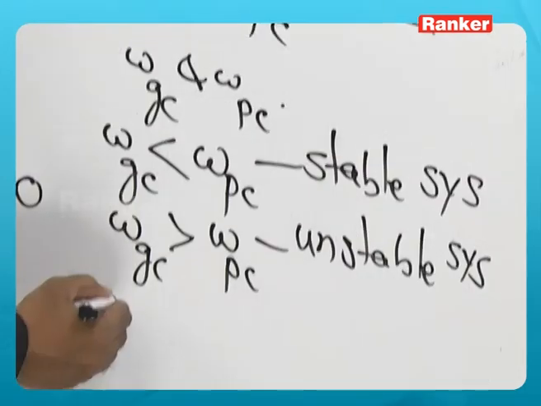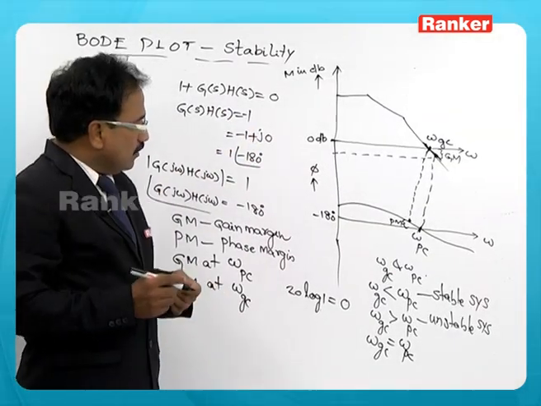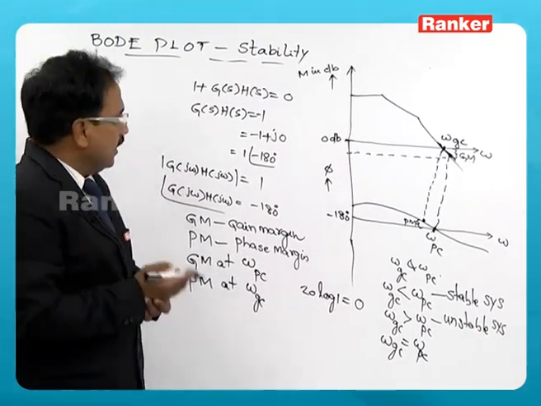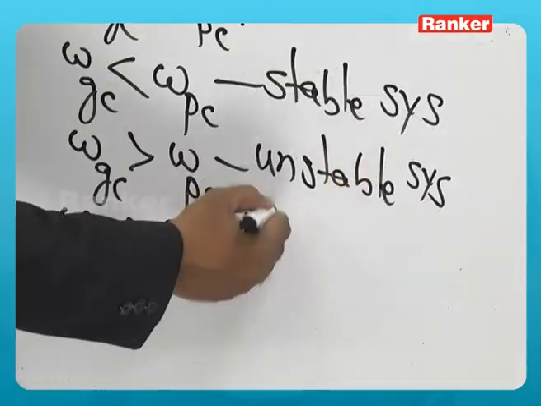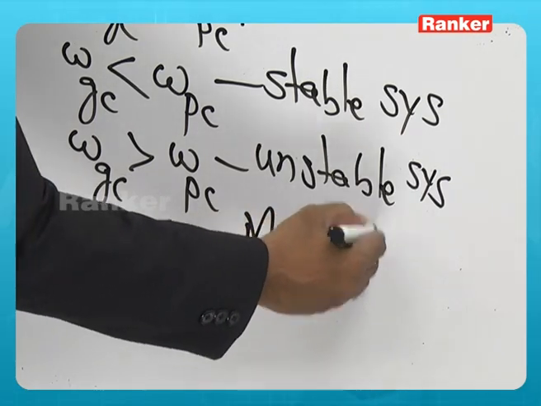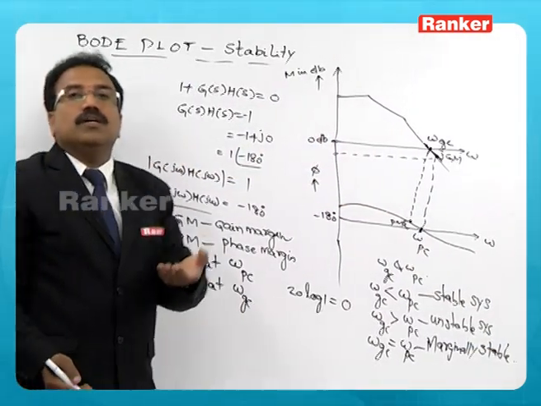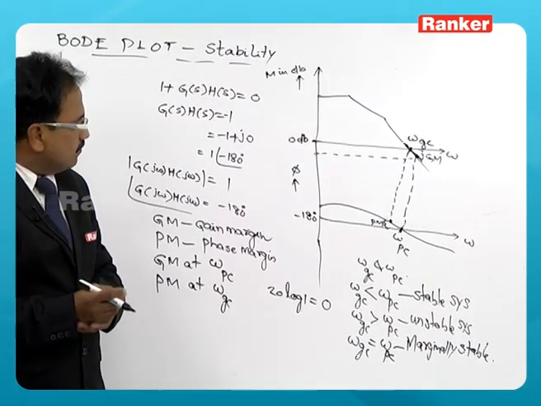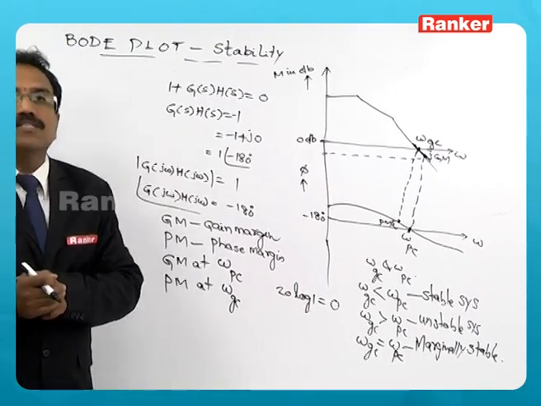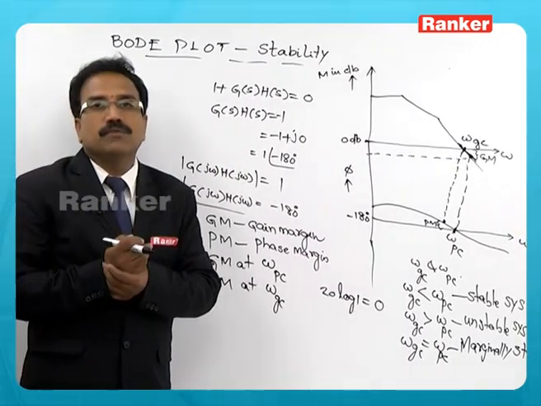So, if omega Gc is equal to omega Pc, there may be a situation that both frequencies are the same. In that case, no margin can be added, gain or phase. So, we say that it is already at the verge of instability. So, it is a marginally stable system. You can't add or reduce the gain to that particular system when you have this situation, when gain crossover and phase crossover frequencies are the same. So, keeping these three, we can say that the given system is stable or not.